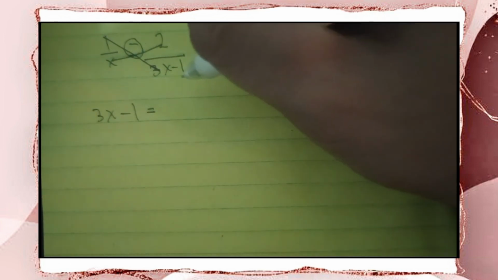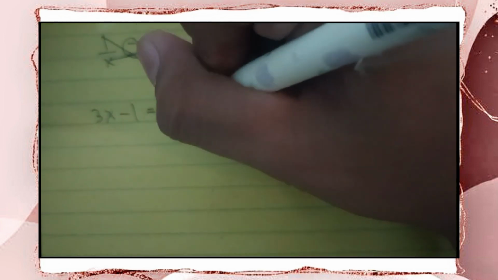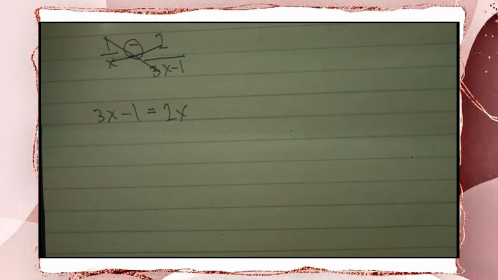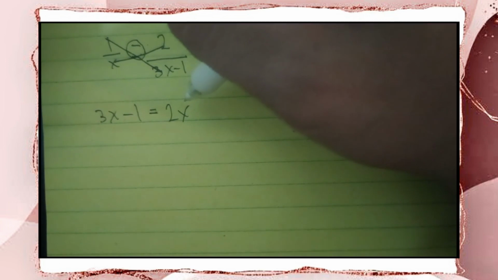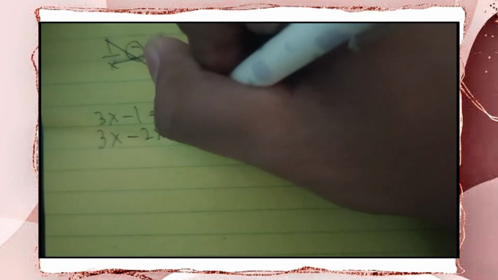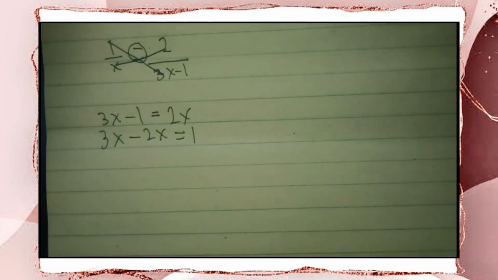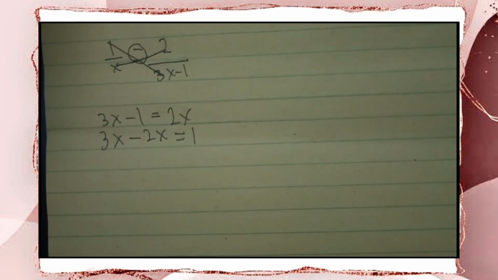So it will give us the answer of 2x, and it will be 3x minus 1 is equal to 2x. Now, what we're going to do is combine like terms. Since we have 3x and 2x, we will combine them. So it will be 3x minus 2x, and transposing negative 1, it will be positive 1. So 3x minus 2x is equal to positive 1.